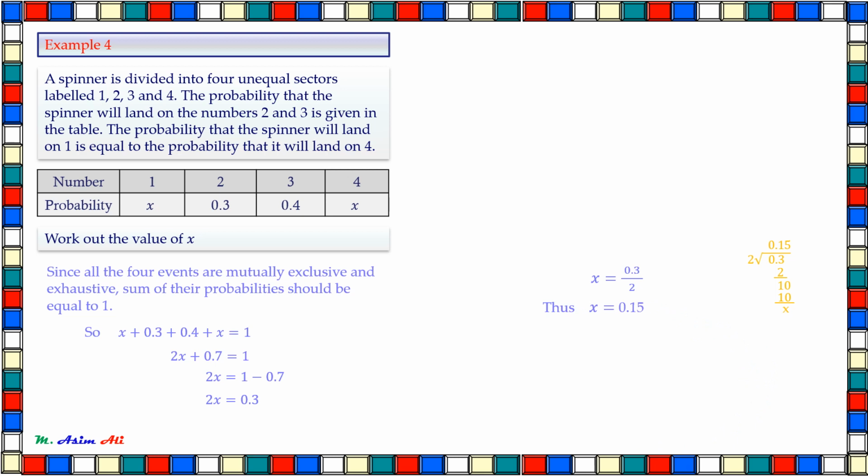So we have got the value of x, which is 0.15. Thus the probability that the pointer lands on the number 4 is 0.15.